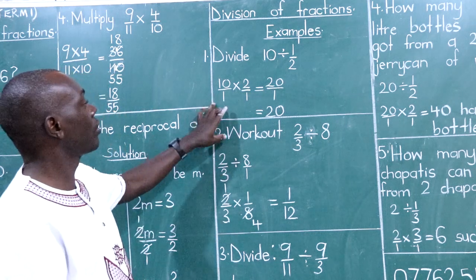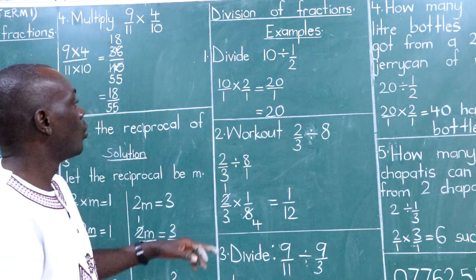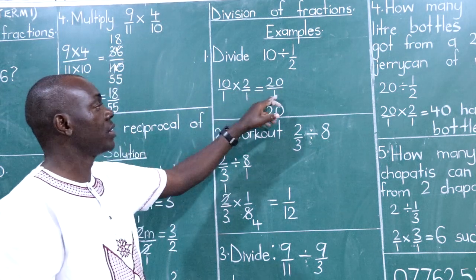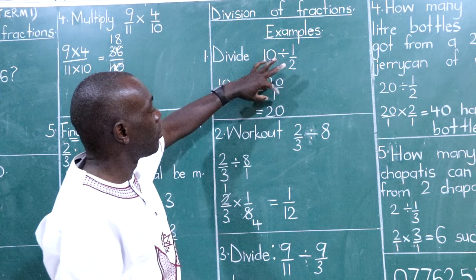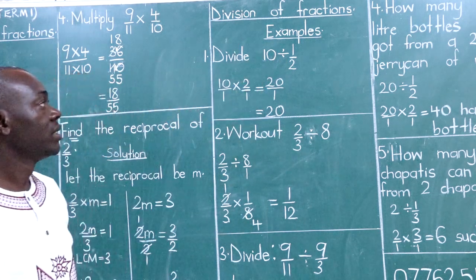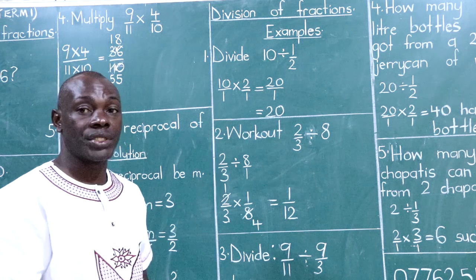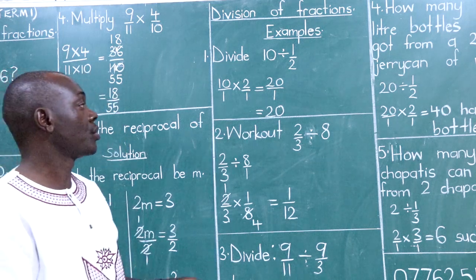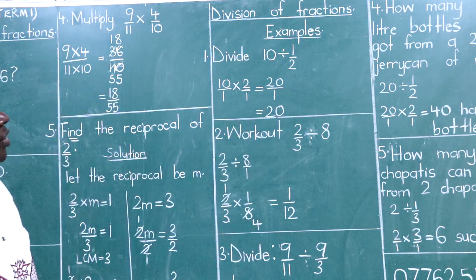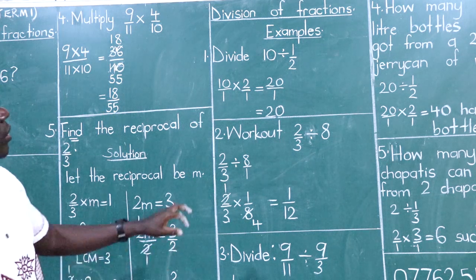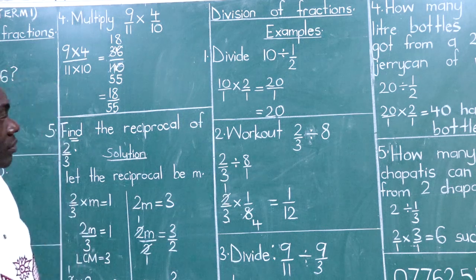Thereby having 10 out of 1 times 2 out of 1, where 10 times 2, you get 20, and 1 times 1, you get 1. Where 20 divided by 1, you get 20. So when the 10 is divided into halves, you get 20 halves, so the answer is 20. Now, we go to number 2.